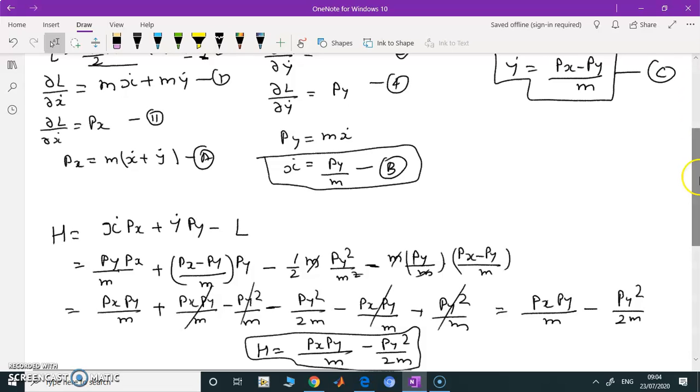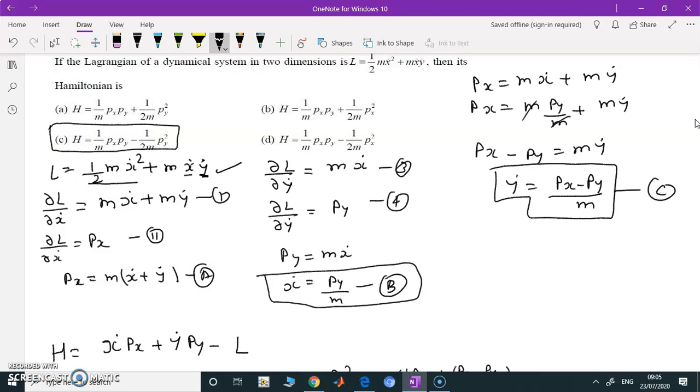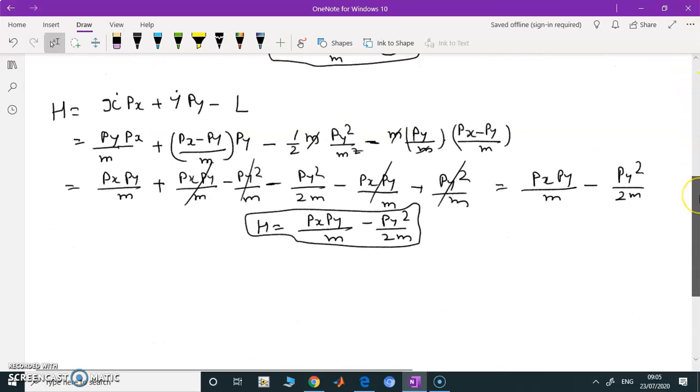Now let's see what is the correct answer from the given options. If you see, option number C is matching with our answer. So this is how you can convert the Lagrangian equation to the Hamiltonian equation.